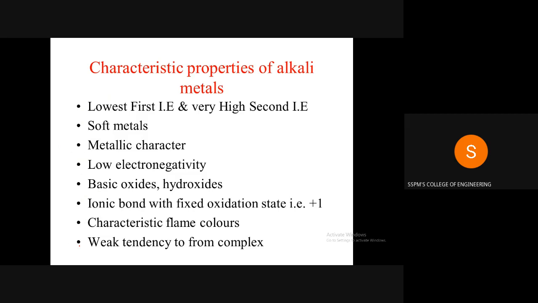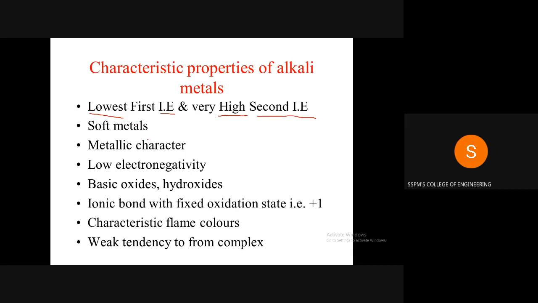Next, some characteristic properties of alkali metals: lowest first ionization energy and very high second ionization energy. Means first ionization energy is low and second ionization energy is high. Remember that this property is very important because they ask questions on this ionization energy.